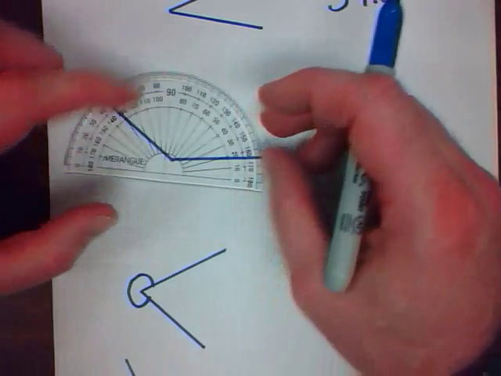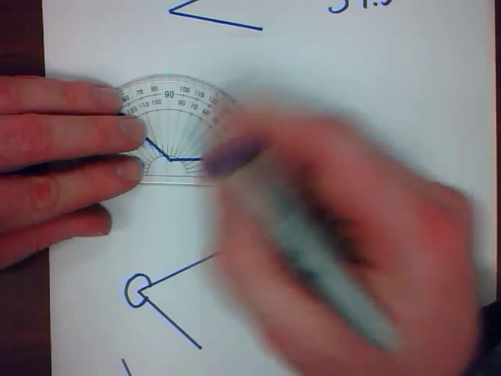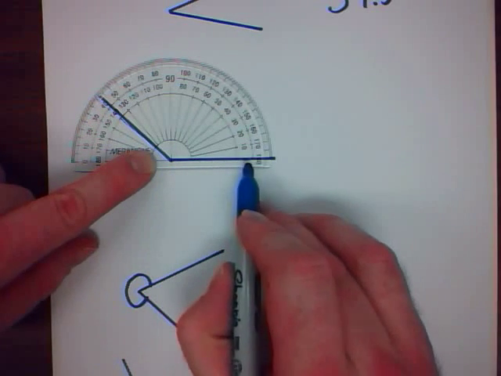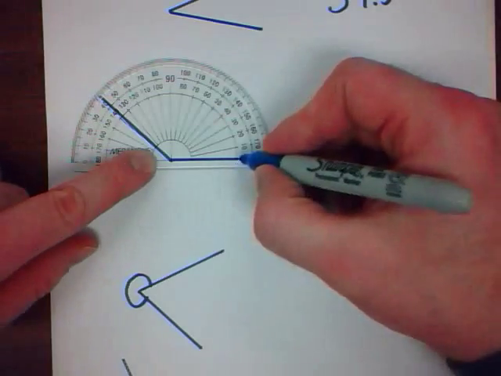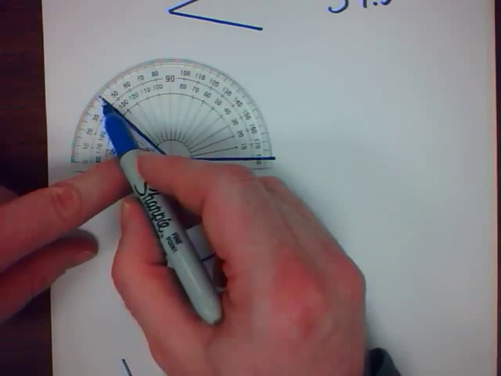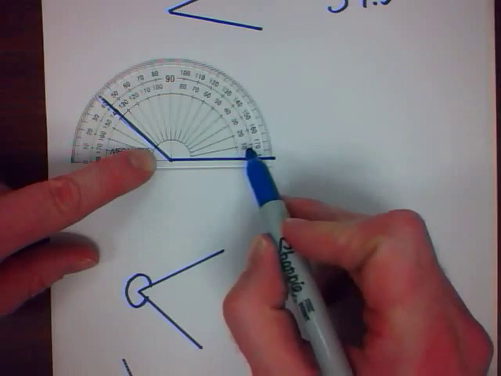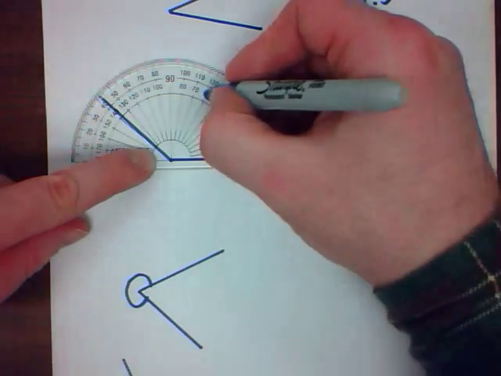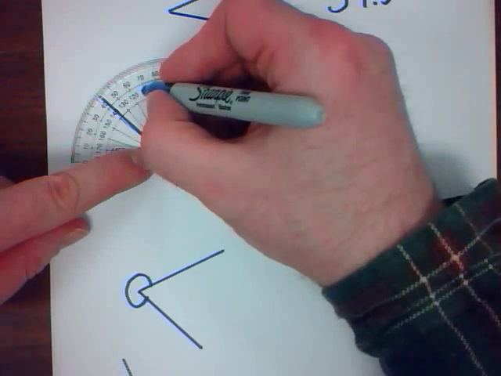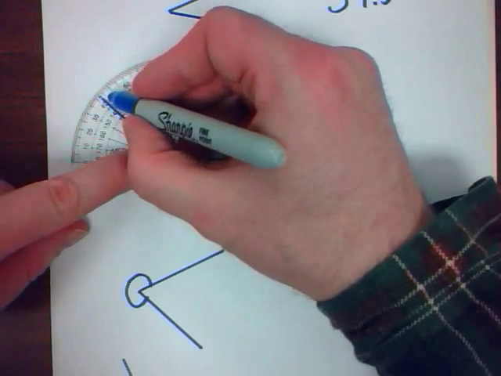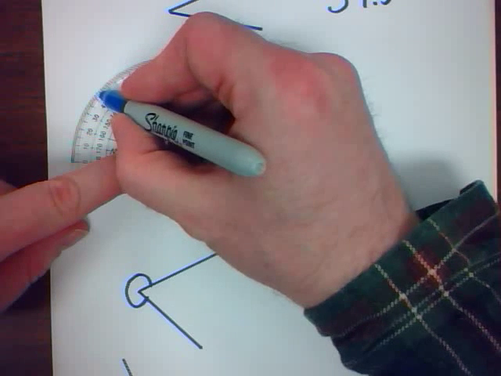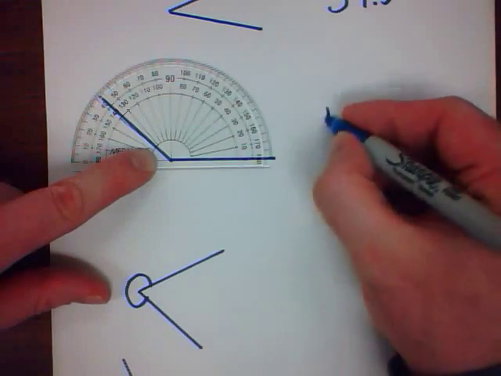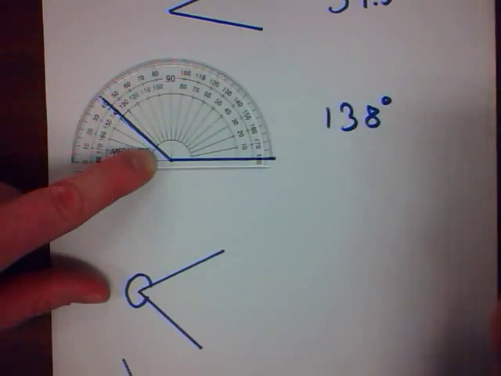Once again, I'm going to line up that point with the vertex. This edge is the bottom edge, therefore that's 0. And I'm going to count up. Many students just go over here and then pick a number at random. Start at 0 and count up to make sure you're using the right numbers. 0, 10, 20, 30, 40, 50, 60, 70, 80, 90, 100, 110, 120, 130, 135, 136, 137, probably 138 degrees.